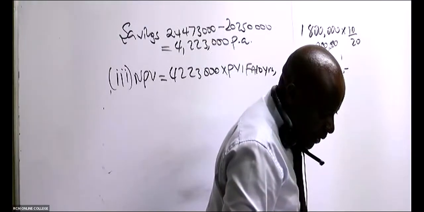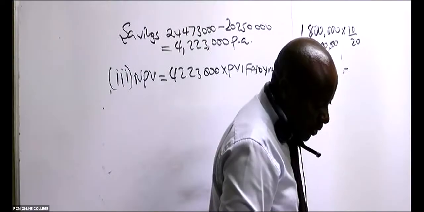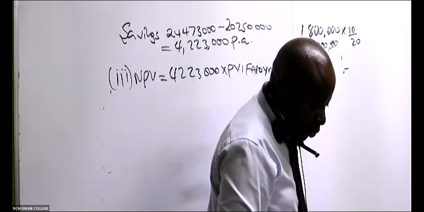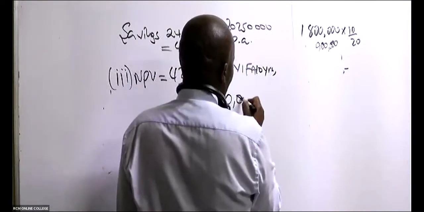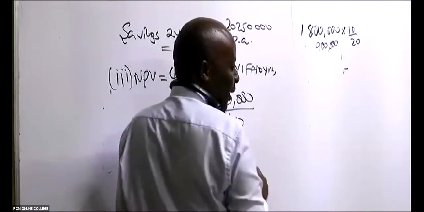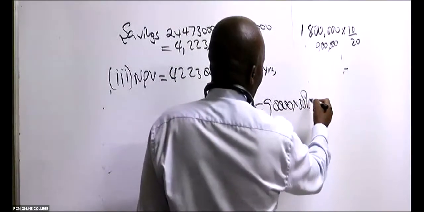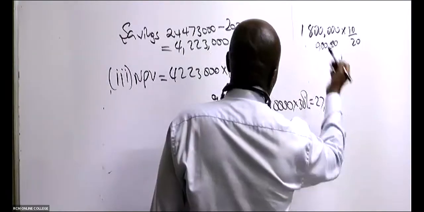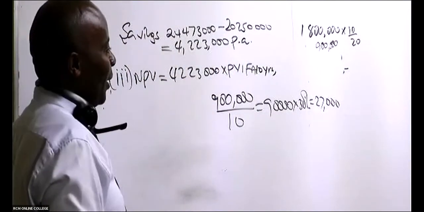I don't know whether I took it as 270,000. It was 900,000 that flotation cost, but we divided this by 10, so we got 90,000 times 30%. That is how we got that 27,000. Thanks for asking. That's how we got the 27,000.